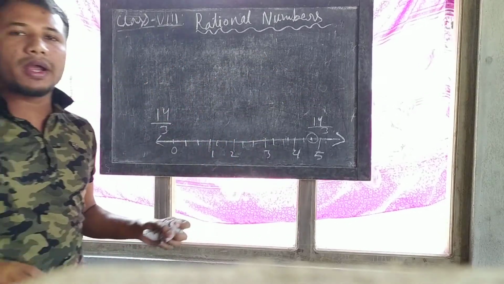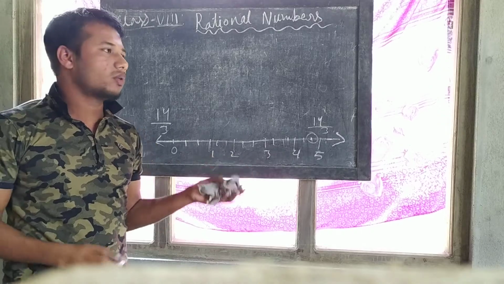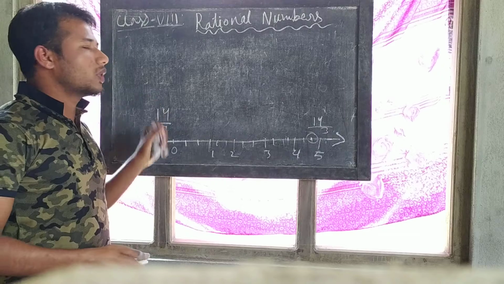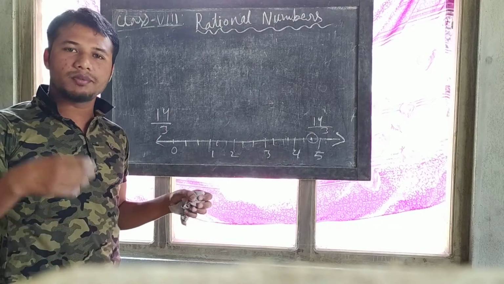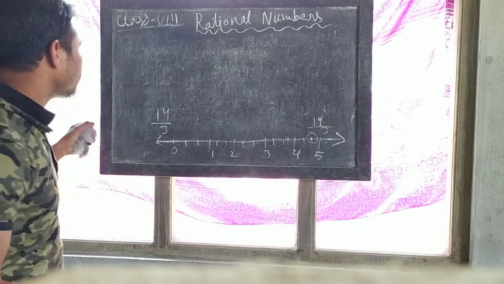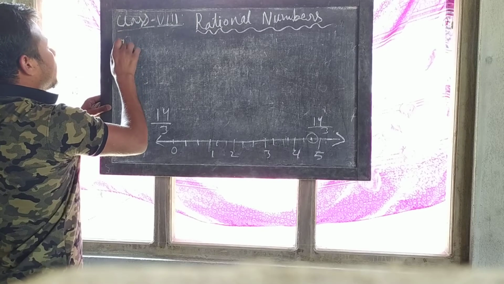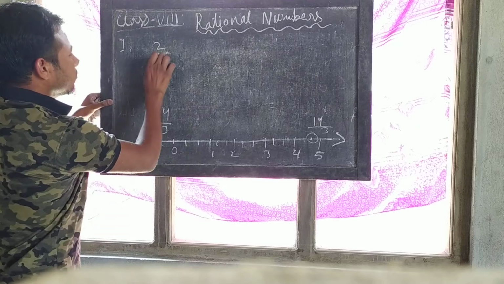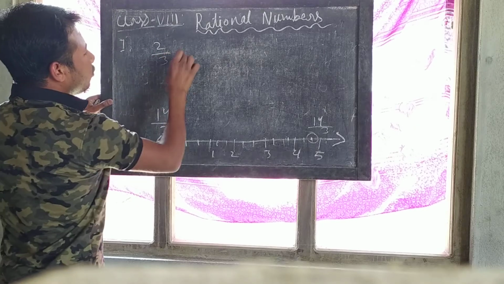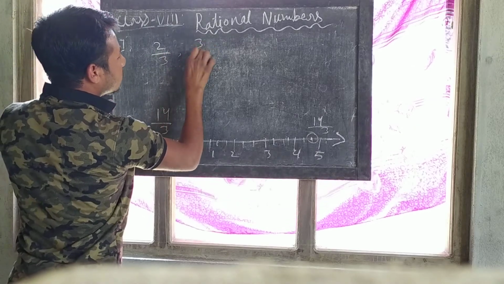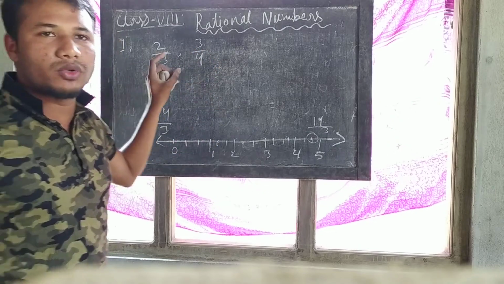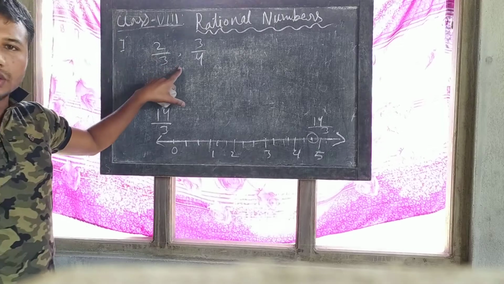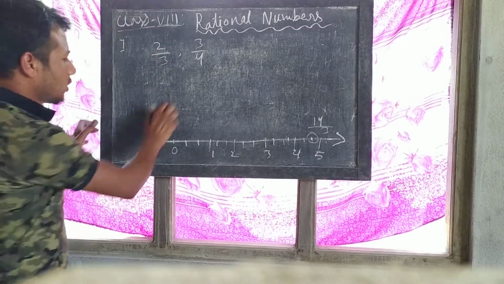Now, how to find rational numbers between any two rational numbers? There is a property you have to know: between any two rational numbers there exist infinitely many rational numbers. Here I will find, suppose, 2 by 3 and 3 by 4. Suppose you have to find 5 rational numbers between these two. In this particular case, I will show how to find rational numbers between two given rational numbers.